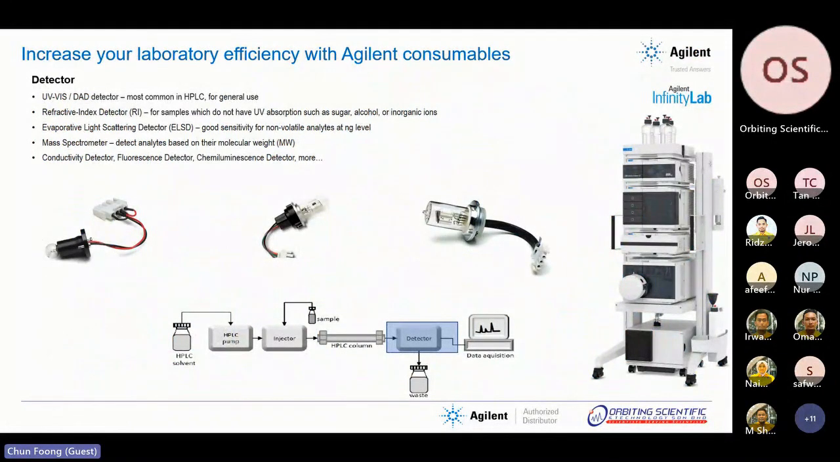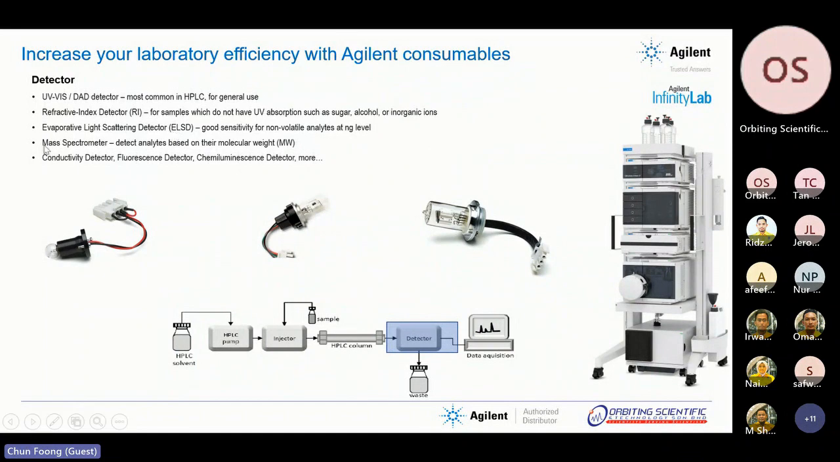So the next, after the column, we come to the detector. There are many types of detectors, depending on your analysis as well. UV-Vis, DAD or PDA detectors are the most commonly used detectors in HPLC, and most analytes can be detected here. However, if in the future you need to analyze samples that do not absorb UV, such as sugar, which doesn't have a chromophore group, then a refractive index or RI detector is required. Or you can consider the ELSD, the evaporative light scattering detector.